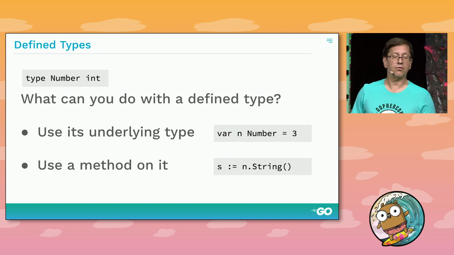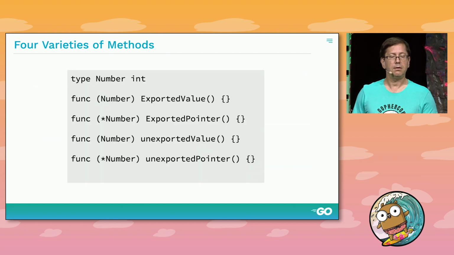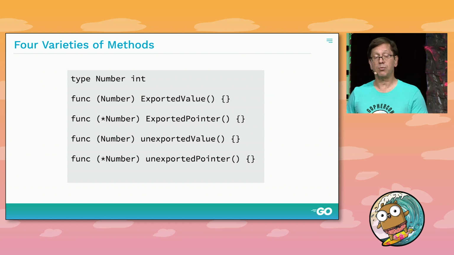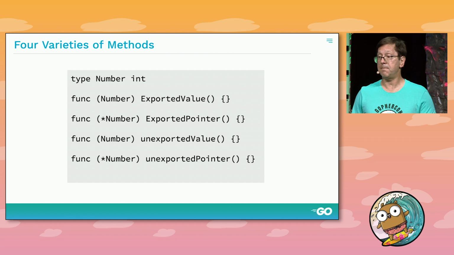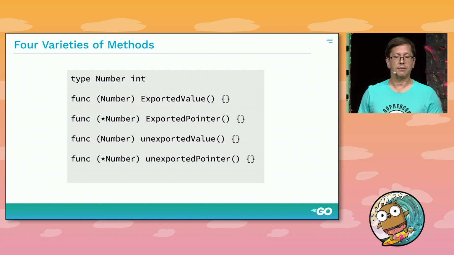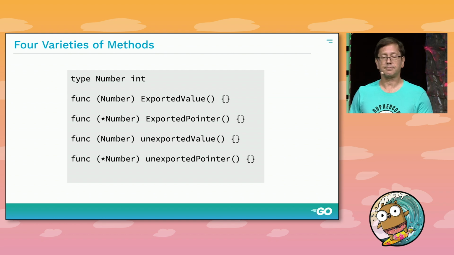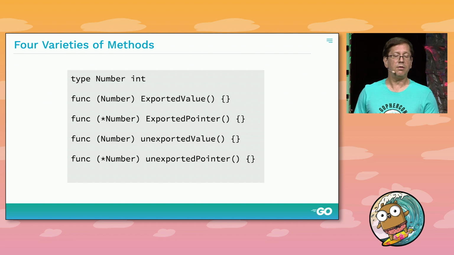The compatibility rules follow from that, but before I show them to you, let's talk about method sets. Here you see 4 methods on number. 2 are exported, 2 are unexported. 2 are value methods. The receiver is the type itself, number. 2 are pointer methods. The receiver is a pointer to number. We'll call all the exported methods of a type its exported method set. There's the exported method set of number and the exported method set of pointer to number.